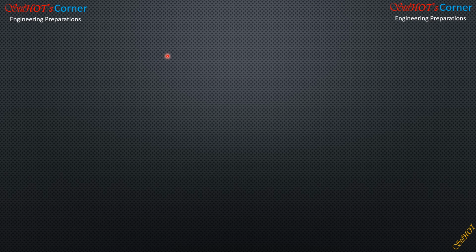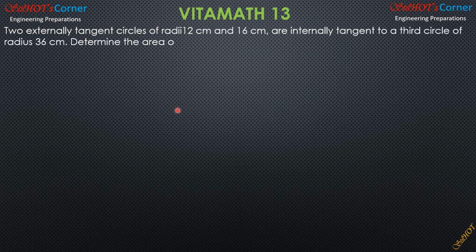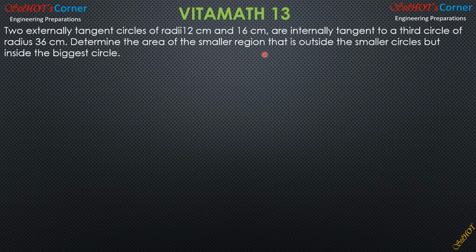So here's another problem in Vitamath. Two externally tangent circles of radii 12 centimeters and 16 centimeters are internally tangent to a third circle of radius 36 cm. Determine the area of the smaller region that is outside the smaller circles but inside the biggest circle. So to help analyze the situation, let's have the figure for this problem.